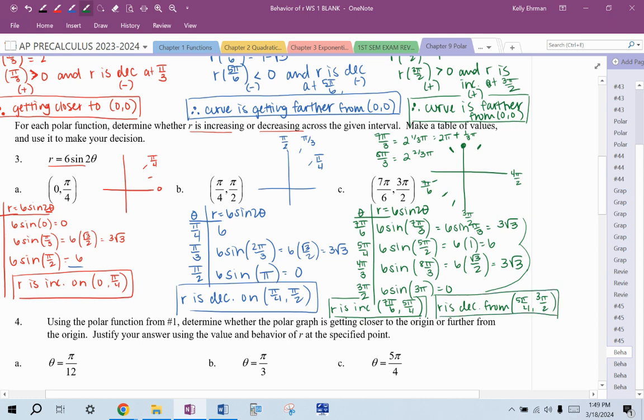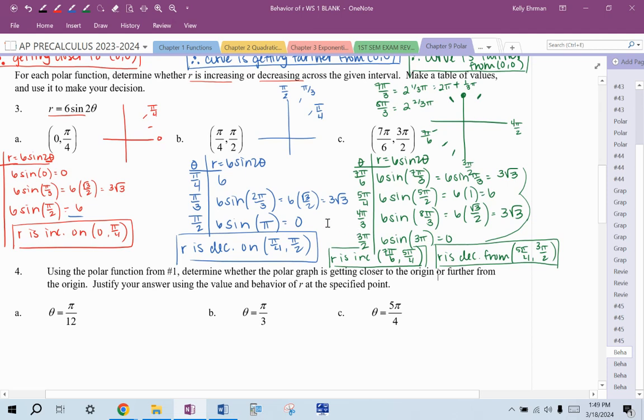So you will hopefully get used to doing this, and we can do this by little charts or number lines or whatever. All right, and then let's do the same thing we did in problem 1. So using the polar function from number 2, determine whether the polar graph is getting closer. Remember, that means the signs, put signs in quotes, I guess, are opposite. So the value of r is a different sign than whether r is increasing or decreasing. Or farther from should be the signs are the same. They're working together to get you far and away from 0, 0.